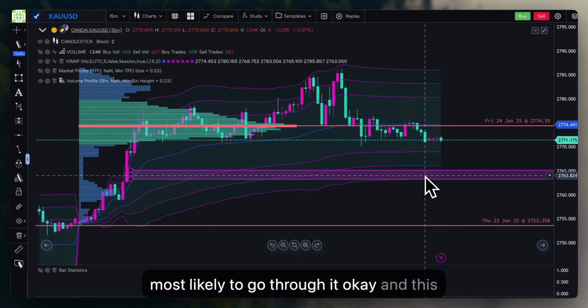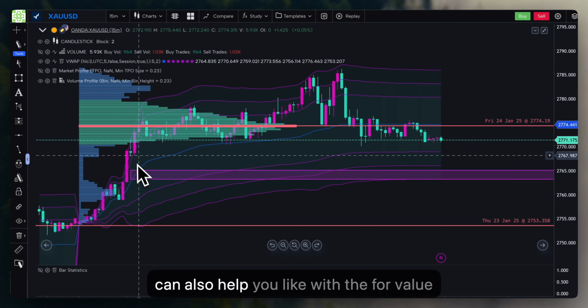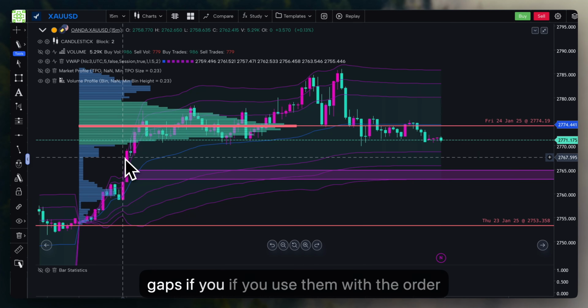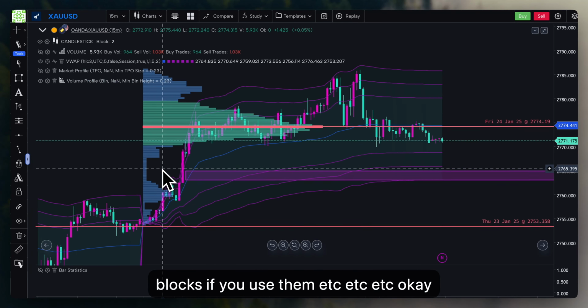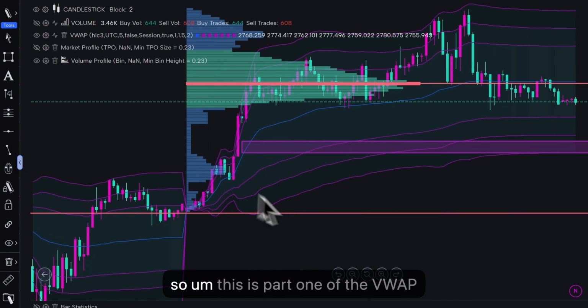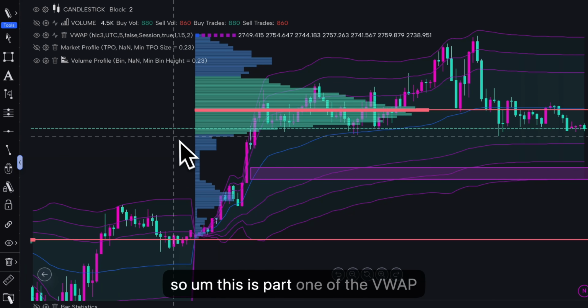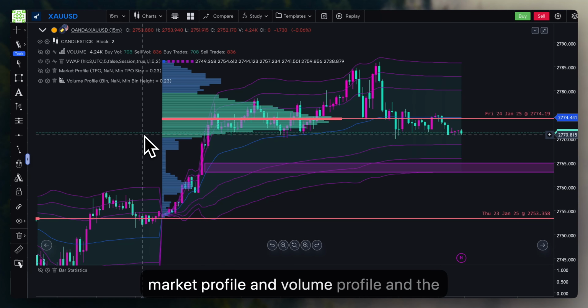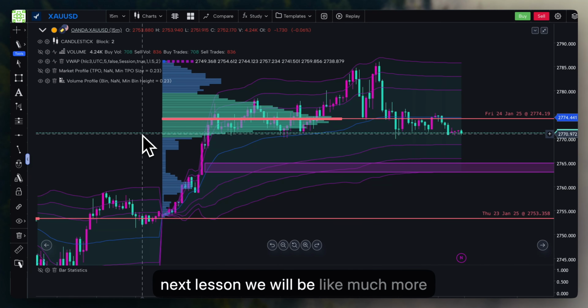Okay, and this can also help you with the fair value gaps, if you use them, with the order blocks if you use them, etc. So this is part 1 of the VWAP, market profile and volume profile, and in the next lesson we will go much more into one of these 3 instruments.